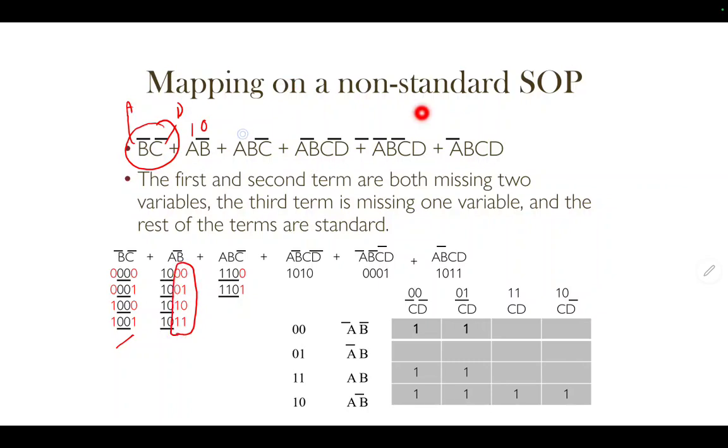And the next example is 1 1 0. So you got 1 1 0, and D can be either 1 or 0. So here complete, here complete, here you got complete. So you can place all these numbers in the K-map as well.